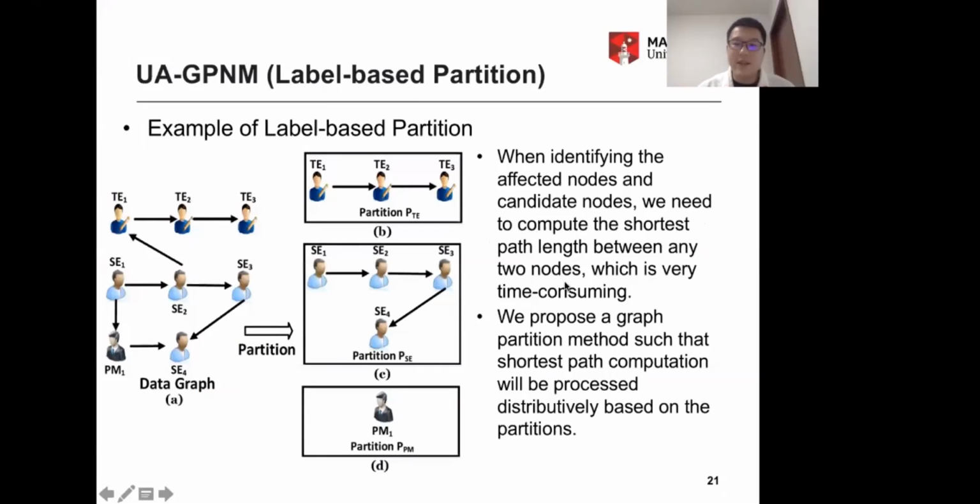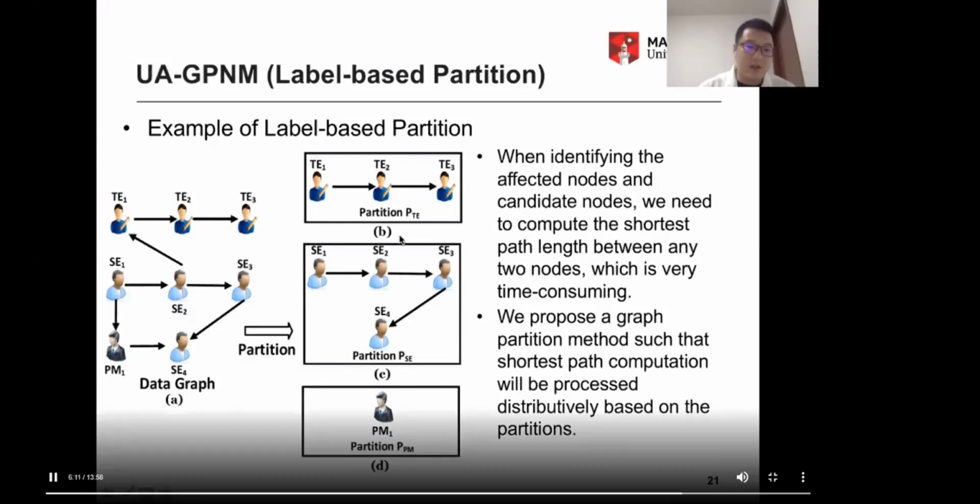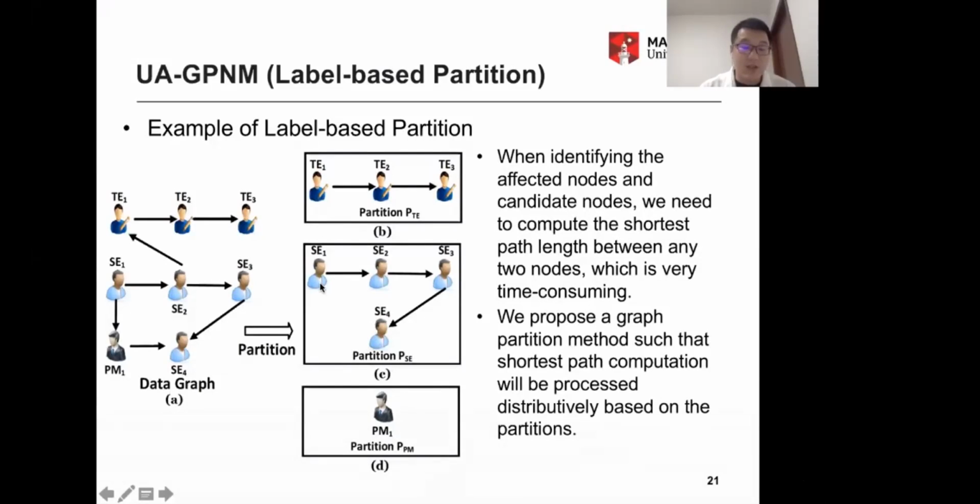When identifying the affected nodes and the candidate nodes, we need to compute the shortest path length between any 2 nodes, which is very time consuming. Therefore, we propose a graph partition method such that shortest path computation will be processed distributively based on the partitions. For example, here, given this data graph, we divided this data graph into 3 partitions. In each partition, the nodes that have the same label and the corresponding edges will be put in the same partition.